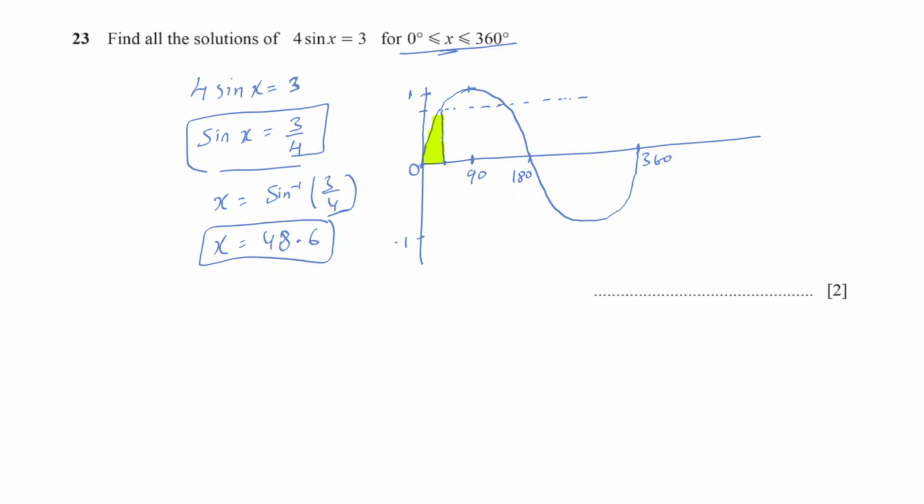I just shaded this one. Try to identify the symmetry of this one. The symmetry of this one is only possible over this case. Okay, this is 48. This length is 48.6. So the symmetry is only possible over this case, correct?